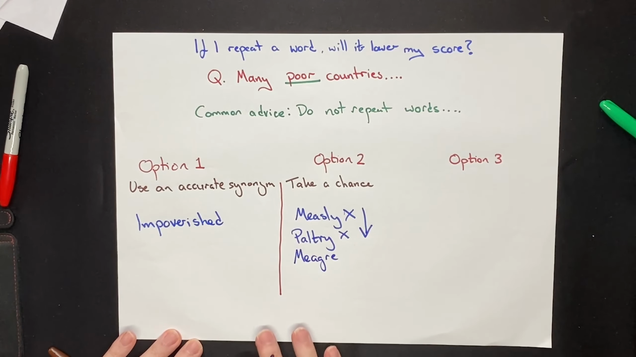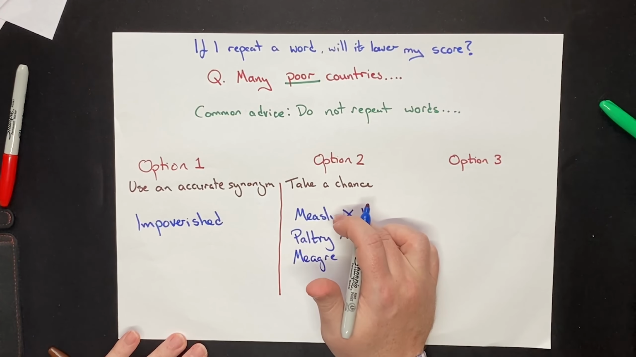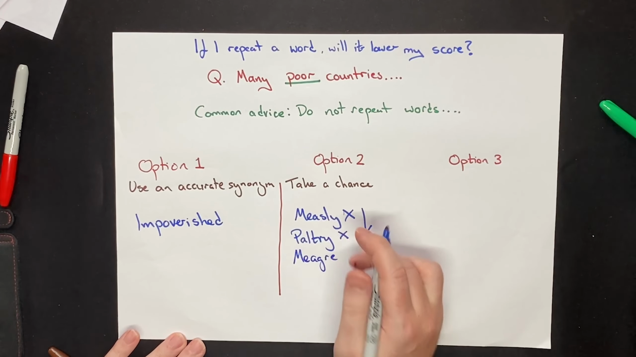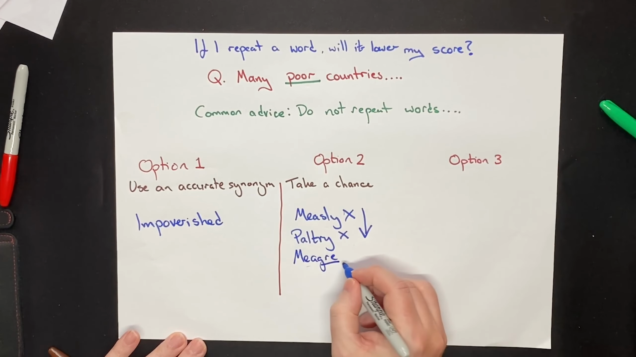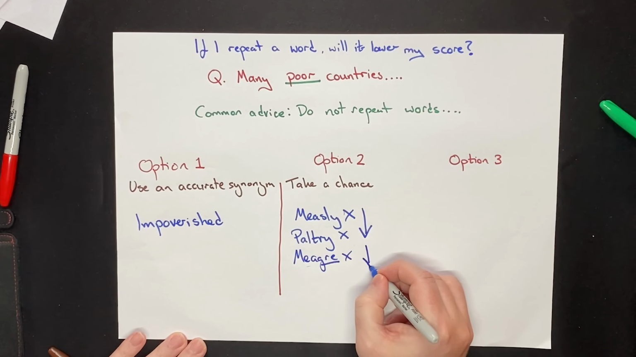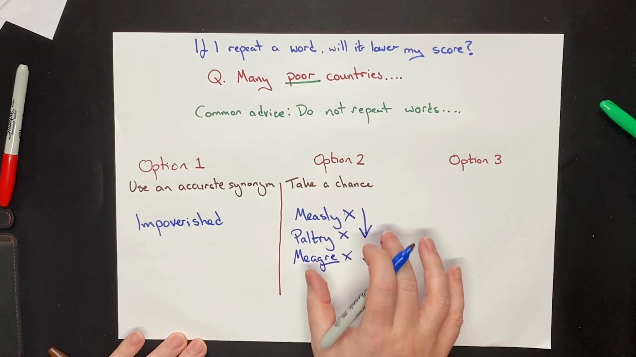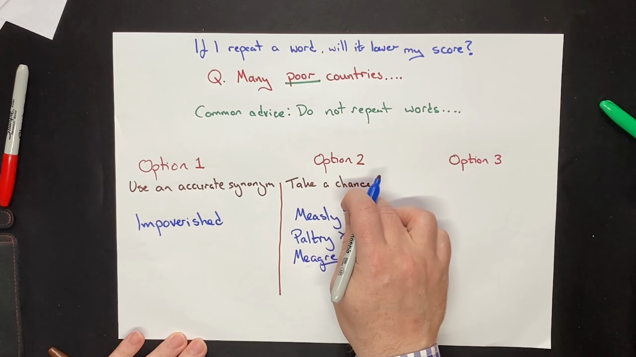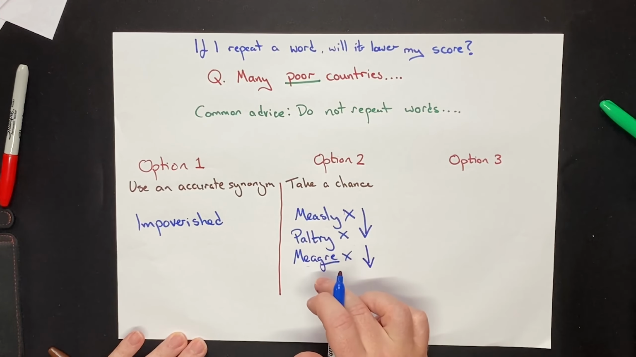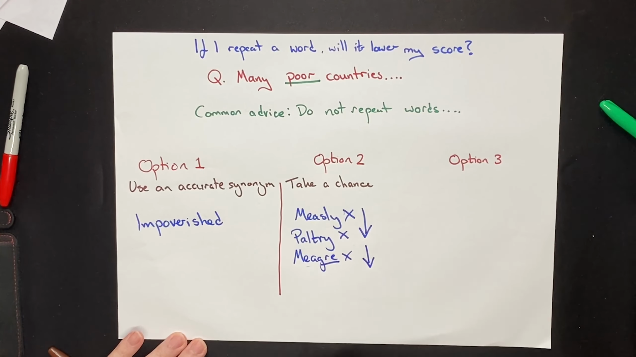Or we had another student, when I gave this exercise to our students, that said meager. And meager and poor are actually much closer synonyms than measly and paltry, but they spelt it wrong. Right? The spelling is wrong. Again, you are lowering your score. If you're using words that you don't understand fully and you're taking a chance, then the meaning might be wrong, the spelling might be wrong, it might be inappropriate, the style might be wrong.